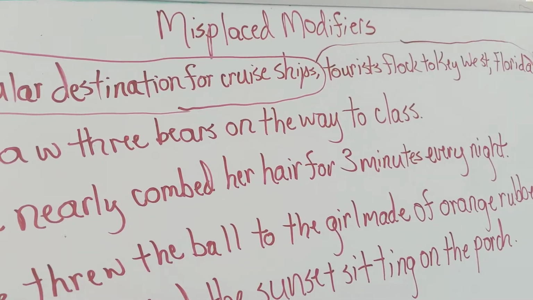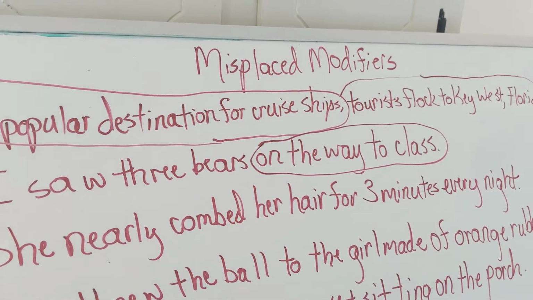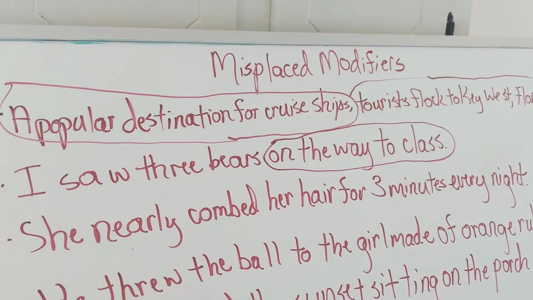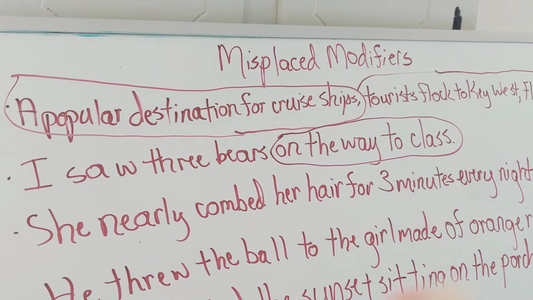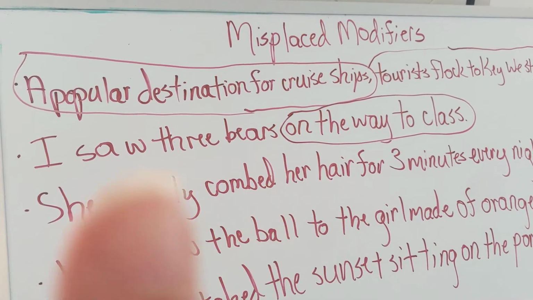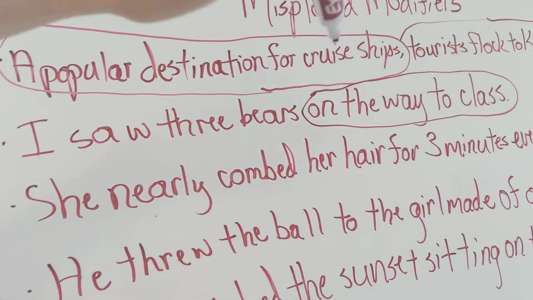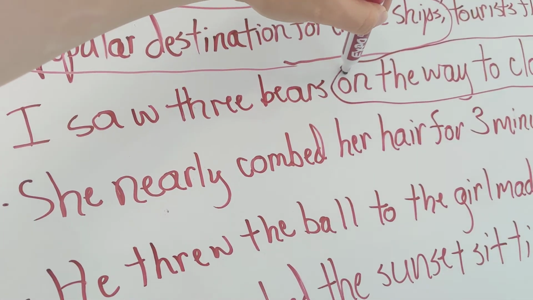So I'm going to circle that. So I circled on the way to class. Where should that be? What words should it be describing? Who else in the sentence should be going to class? I. So where do I put it? At the beginning of the sentence. So I'm going to draw my arrow right there.